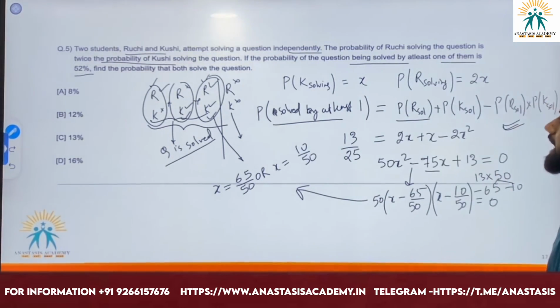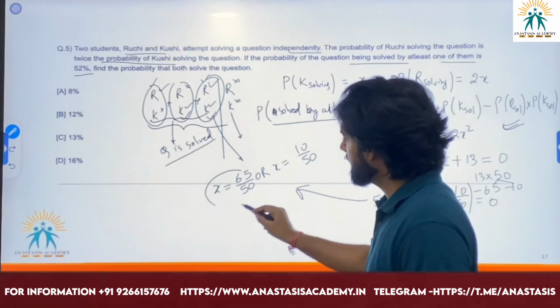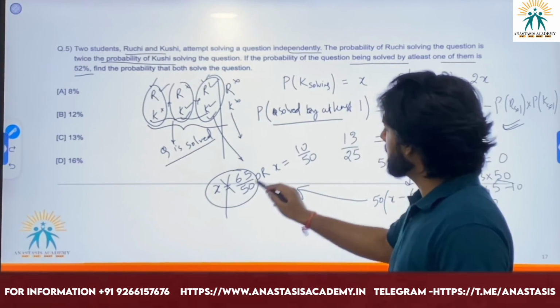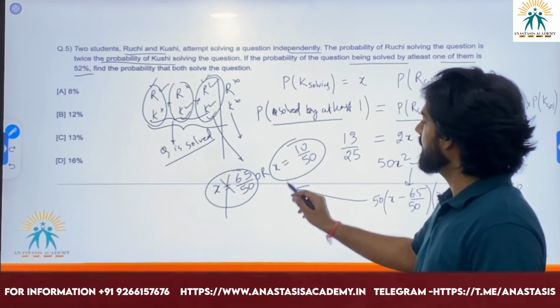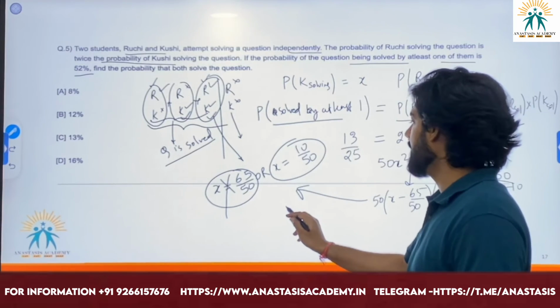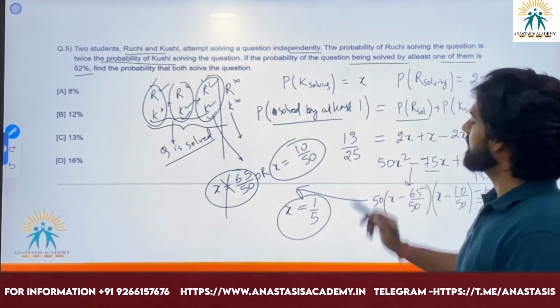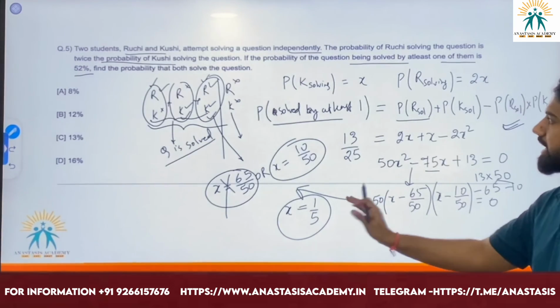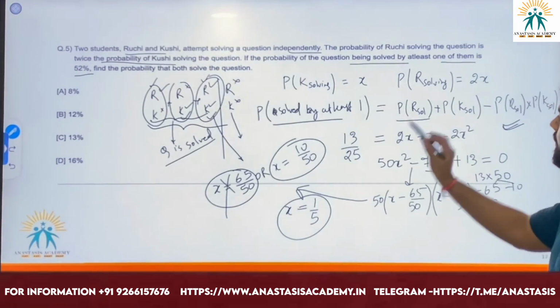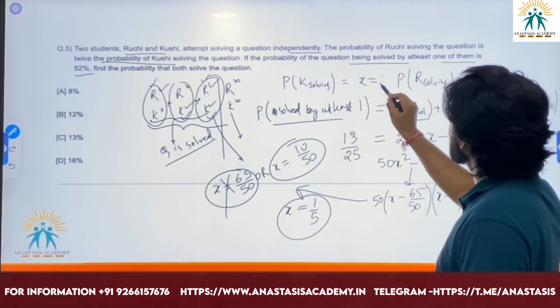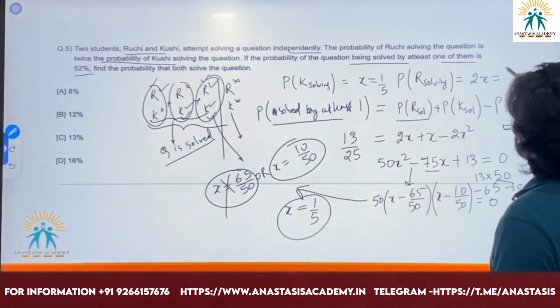I know x I have assumed is the probability, and probability cannot be greater than 1. This number is greater than 1, so this is not possible. The only acceptable value of x is 1 upon 5. So the probability of Khushi solving the question, which I have assumed as x, is 1 by 5. The probability of Ruchi solving the question becomes 2 by 5.